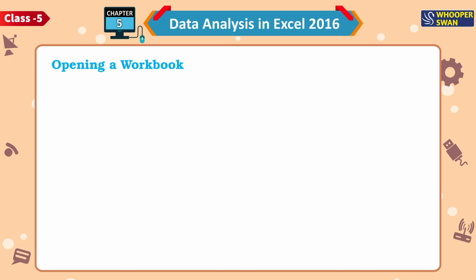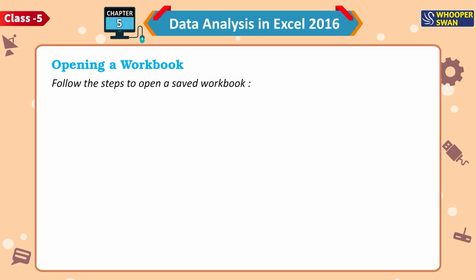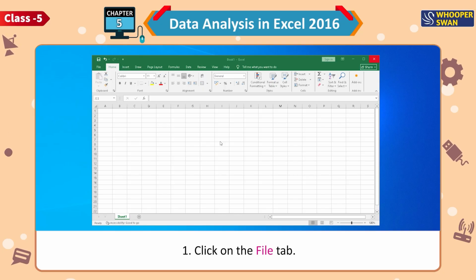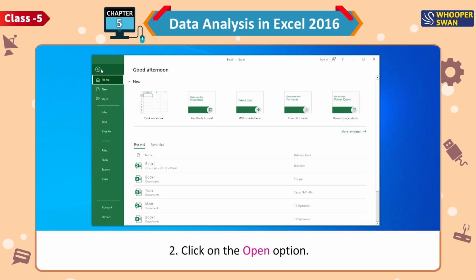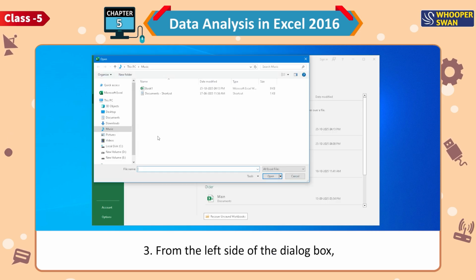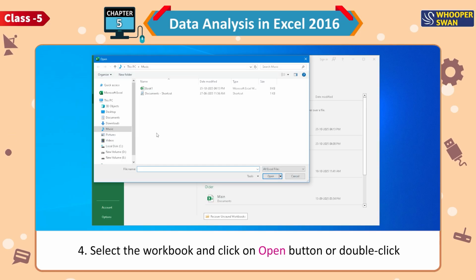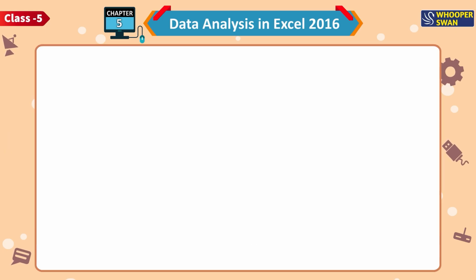Opening a workbook. Follow the steps to open a saved workbook. Step 1. Click on the File tab. Step 2. Click on the Open option. Step 3. From the left side of the dialog box, select the location of the workbook. Step 4. Select the workbook and click on Open button or double-click on the workbook.